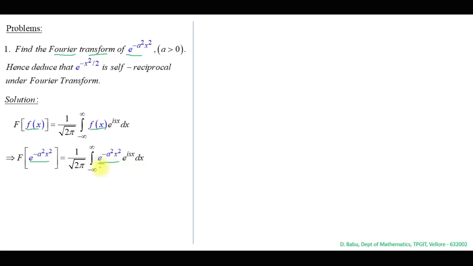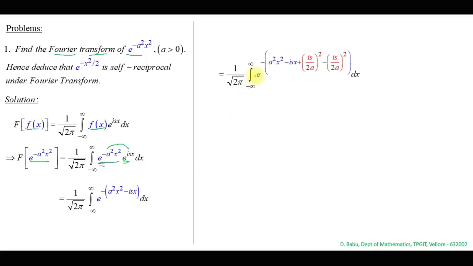So here the bases are the same. Therefore, we have to add the exponent terms, which equals 1 divided by square root of 2 pi, integration minus infinity to plus infinity. Which can be written as minus of a square x square minus isx. So can we check? Minus into a square x square, minus into minus, plus isx. So it is correct, which equals 1 divided by square root of 2 pi, integration minus infinity to plus infinity, e power minus a square x square minus isx.